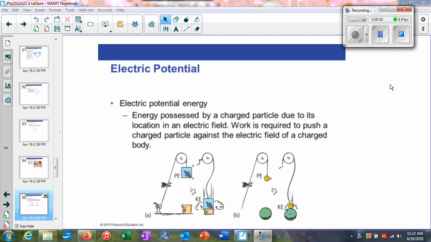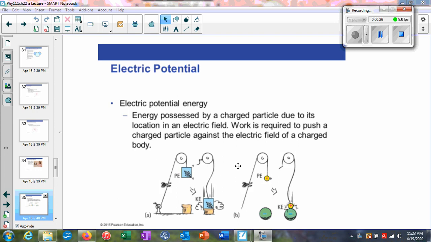Hello. Today we're going to be talking about the end of this chapter and we're going to talk about electric potential. So what is electric potential energy? It's the energy that a charged particle has due to its location in an electric field. And I want to stop right there and develop this comparison.